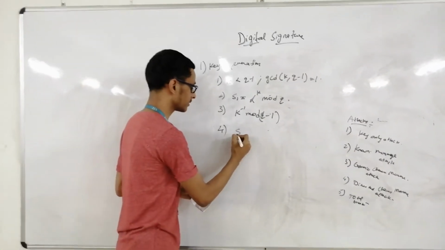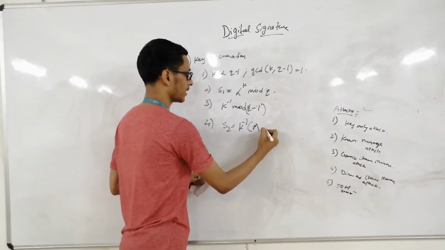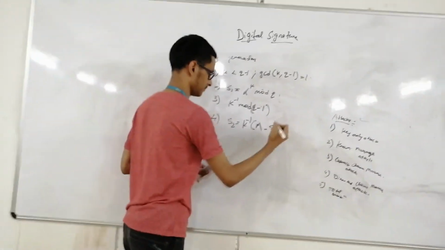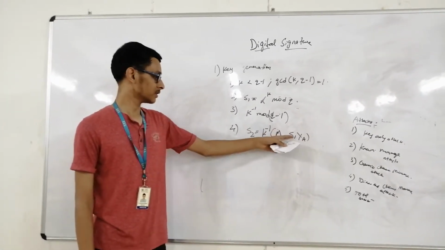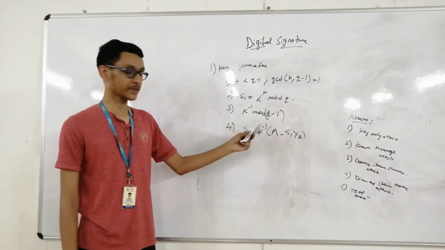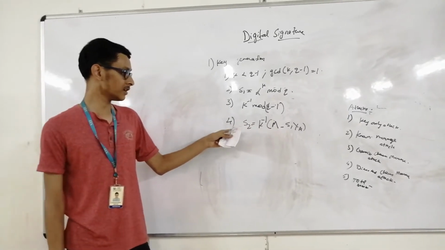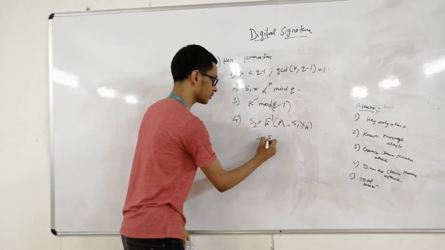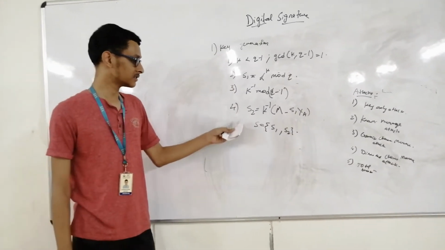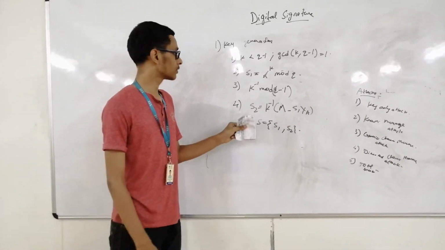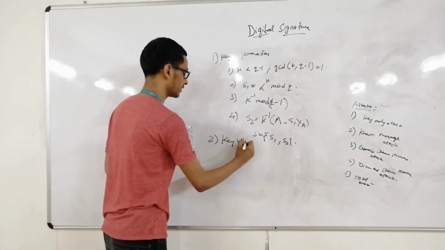And the fourth step is S2, which is the second signature, which is equal to k inverse into (m minus xa into S1). So xa is the private key of the sender, S1 is the signature that is generated previously, m is the message which is generated by the sender, and S2 is the second signature. So now we have S is equal to the set of S1 comma S2. Similar to Elgamal encryption, where we get C is equal to C1 comma C2. So this is the first step, and now the second step is key verification.